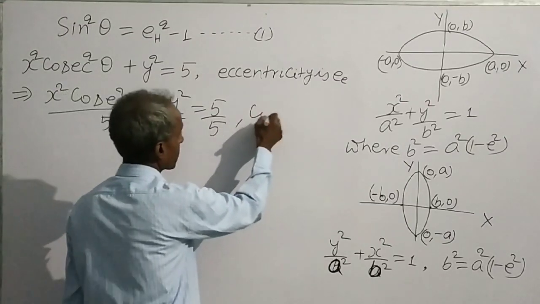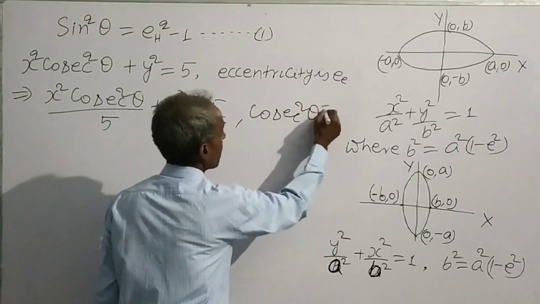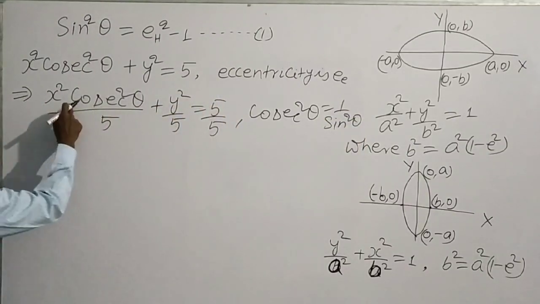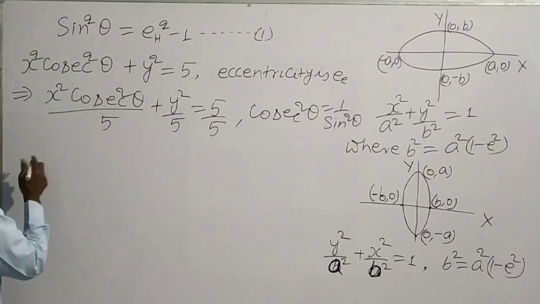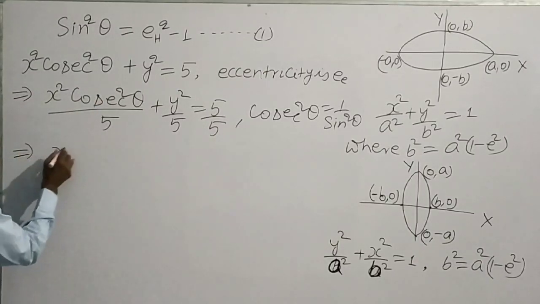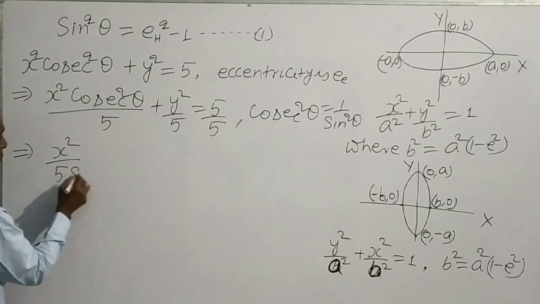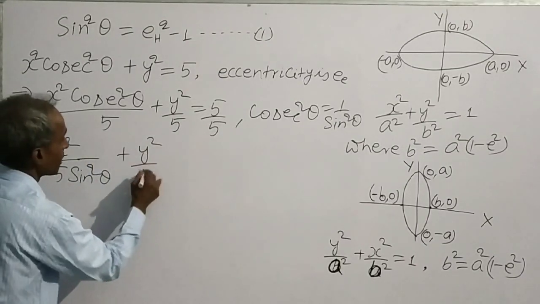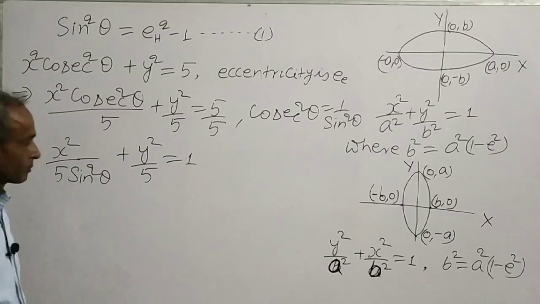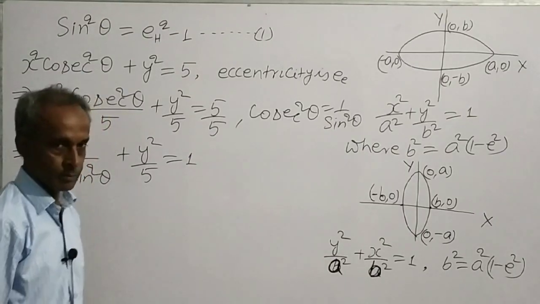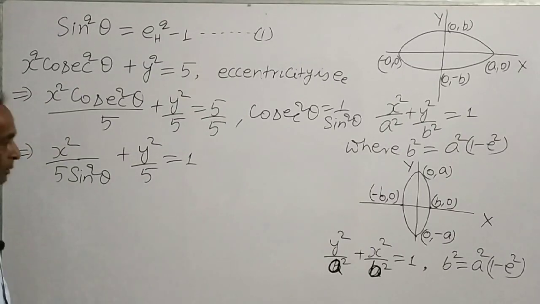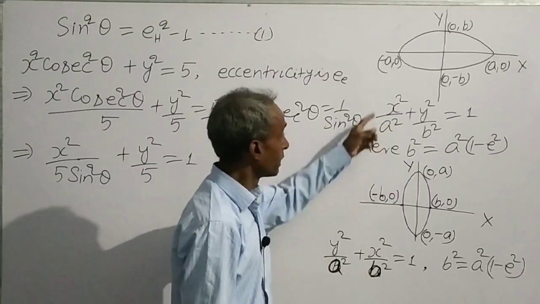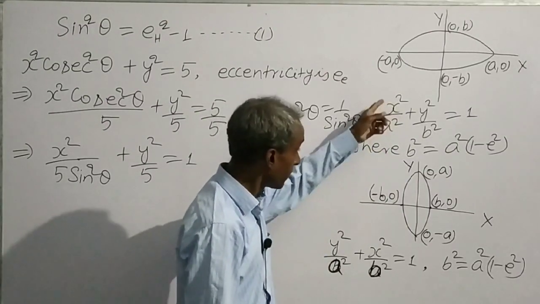But we know that cosec square theta is equal to 1 by sin square theta. Therefore, this cosec square theta can be written as 1 by sin square theta. Then this will become x square by 5 sin square theta plus y square by 5 is equal to 1. Now RHS is 1. But in this equation, a square is denominator of this x square by.